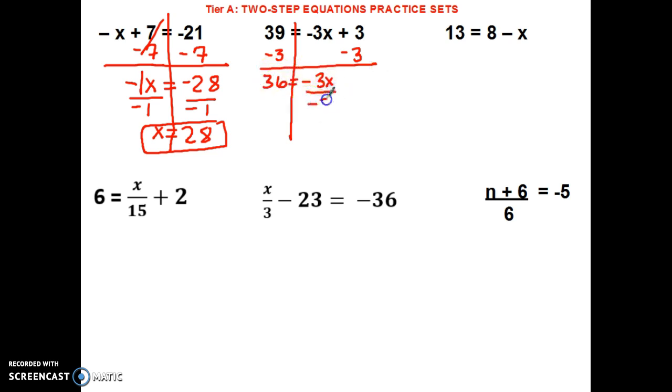Divide now by negative 3. This is not minus 3. This is negative 3. So we're not going to add 3. We're going to divide by negative 3. And we get x is equal to a negative 12. All right? Box in or circle your answers.